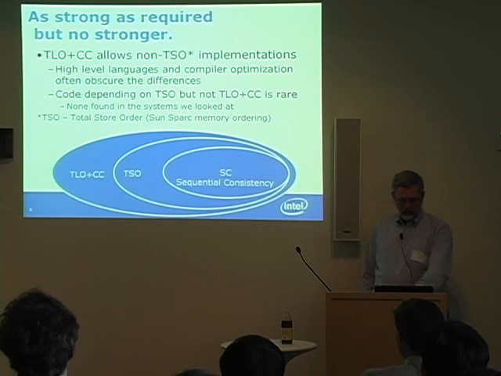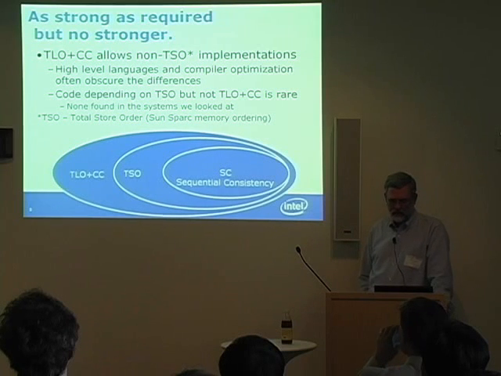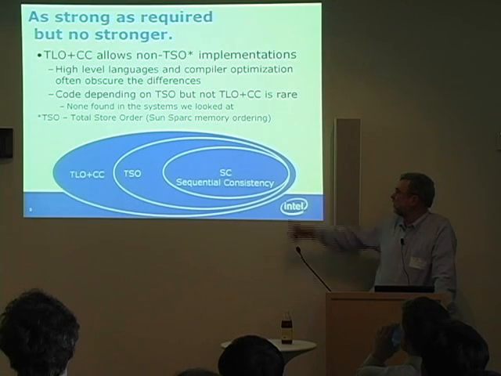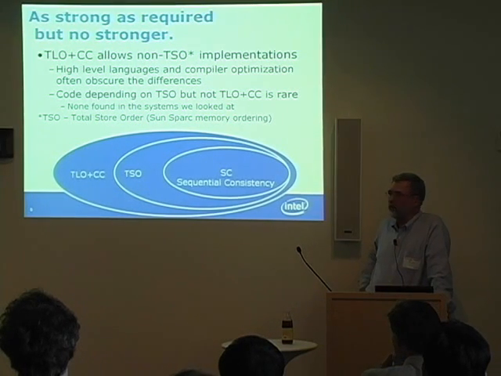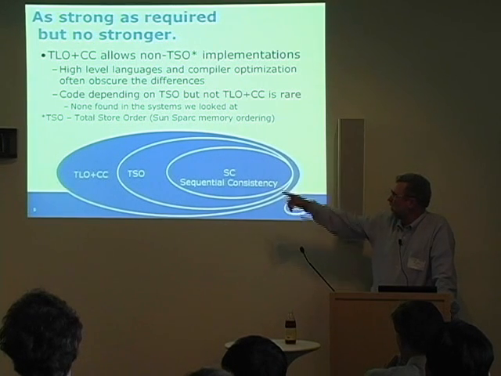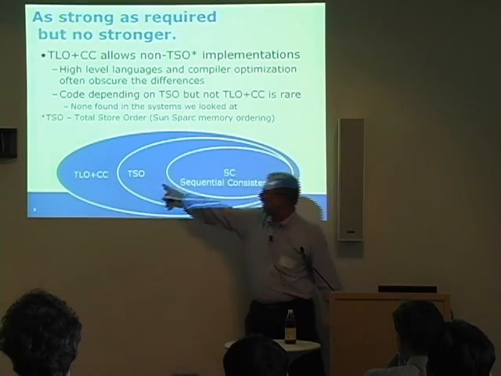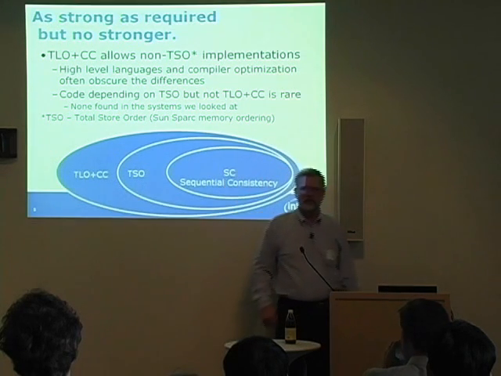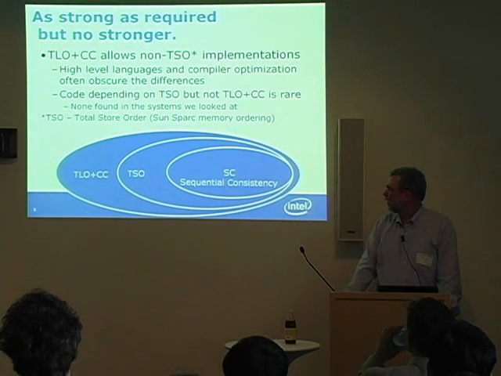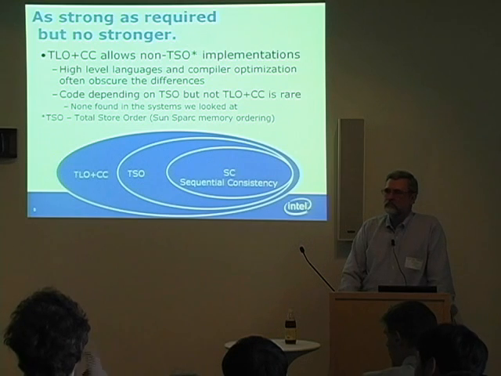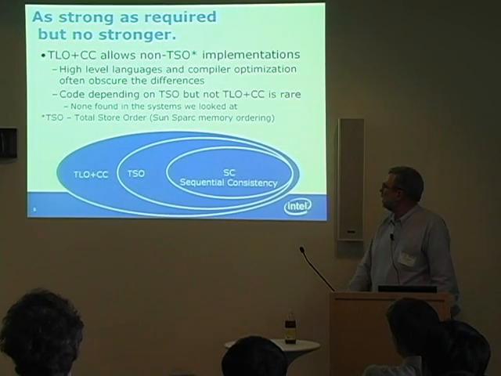TSO is total store order. That's what Sun SPARC uses. Sequential consistency, or SC, is what Lamport originally defined and what most people think of. And then there's TLO plus CC. So if we implemented SC or TSO, then we'd also meet all the requirements of TLO plus CC. So either implementation will be compatible with TLO plus CC. Okay. Can you briefly mention what the differences are?